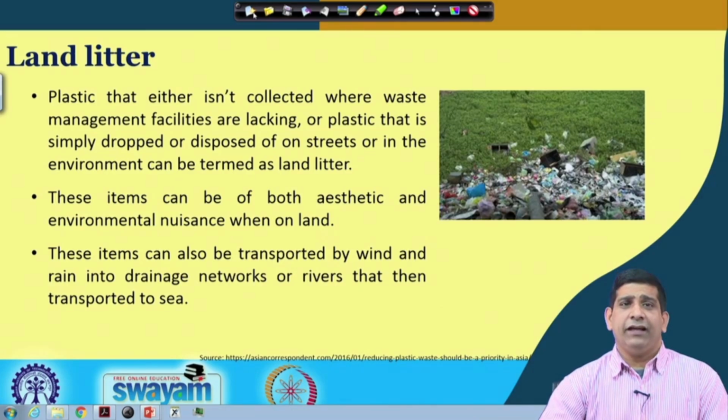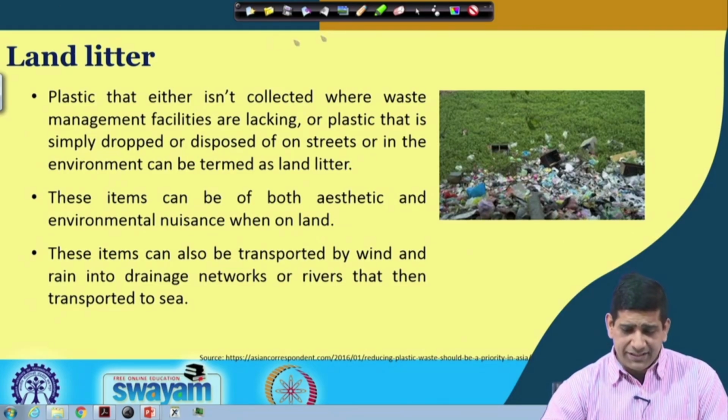If you enjoy eating seafood, then you may have this plastic coming back on your dinner plate one day in small pieces. Of course, you will not like that. That's why it's very important to manage this plastic properly, so that we don't have those situations. So that's in terms of land litter.